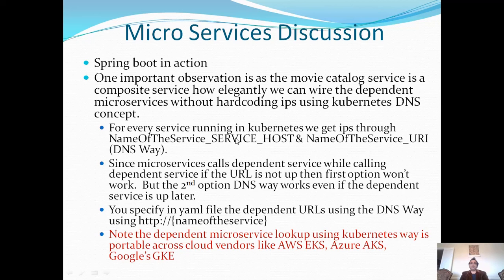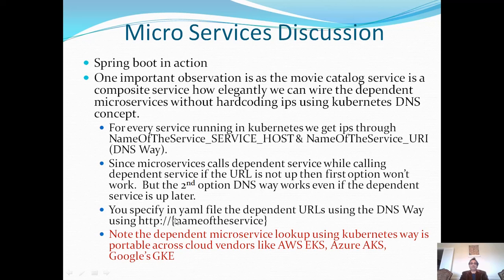So when to use service host and when to use URI? Service host, even though it works, requires the dependent service to be up and running prior to calling the composite service. Most of the time, that's not practical. So even though this option is there, in most practicality we'll be using the name of the service underscore URI, the DNS way, while calling the dependent service. We are going to see it in the demo soon, so it will be explained better.